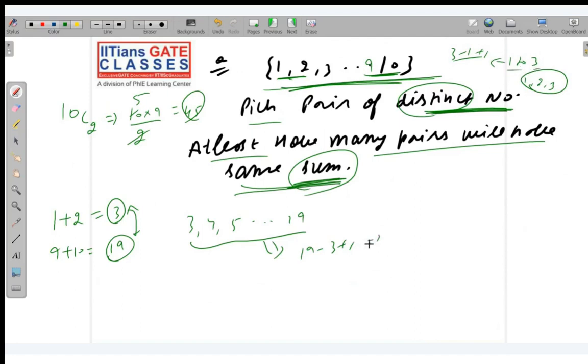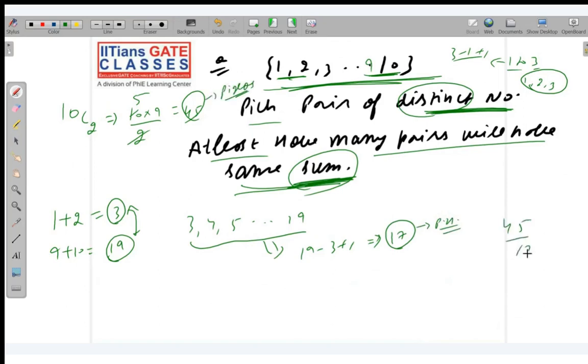So 19 minus 3 plus 1. So how many numbers are there? So it will be 17. Yes, so 17 numbers are there. So 17 different sums are possible. And now I think you have got it. So 17 is nothing but your pigeonholes, and 45 is nothing but your pigeons.